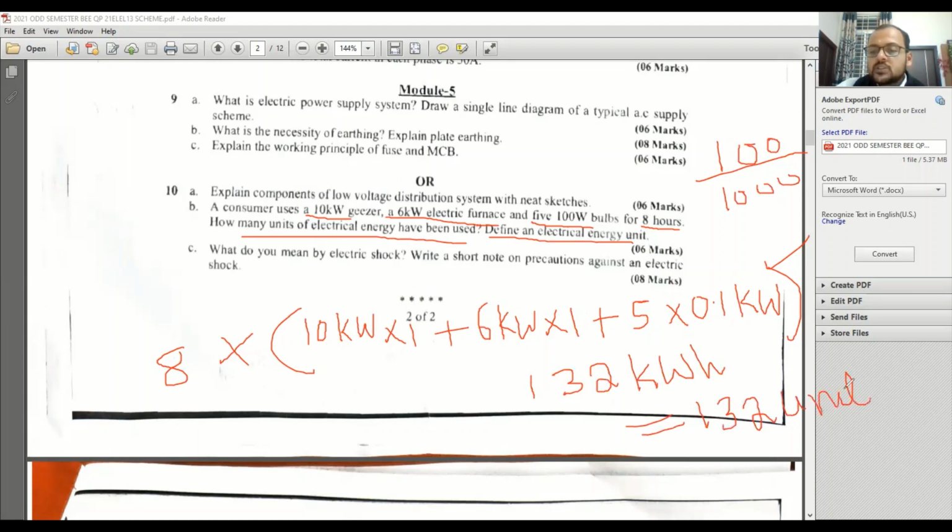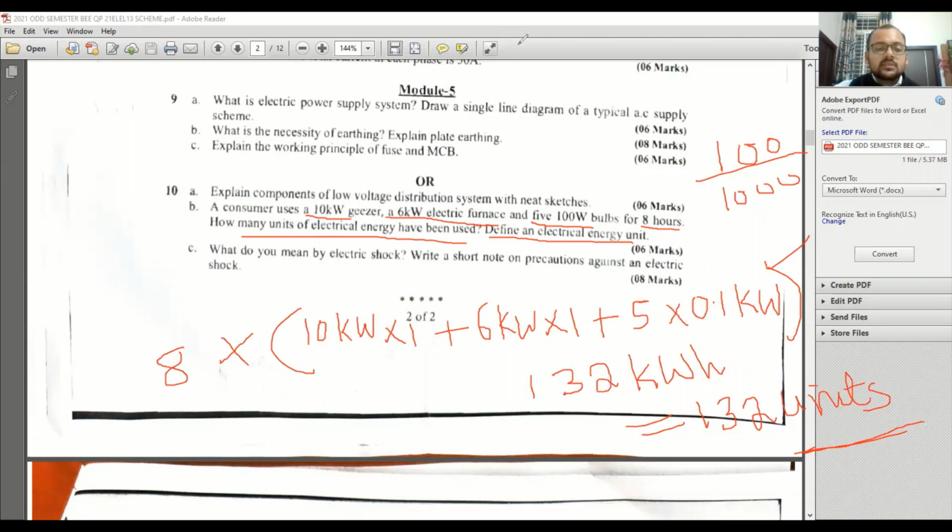Now you can define units also. What is a unit? 1 unit is nothing but 1 kilowatt hour. It is a commercial unit of electricity, an economical unit. Hope you will be receiving the electricity bill from the supplying company. In that particular bill, you can see 100 units, 1000 units, like that, depending on the usage. These are the points you are supposed to add.